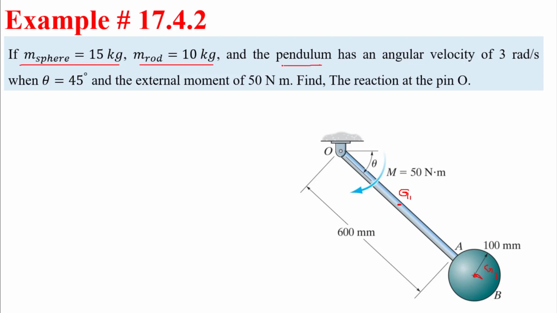Okay, and the pendulum, so this is the system we have, has an angular velocity of 3 rad per second. These are common to both because they are welded together and move together as one body, when theta equal to 45, so this is 45. Okay, and the external moment 50 Newton meter, sorry. So here we have the external moment. Find the reaction at point O.